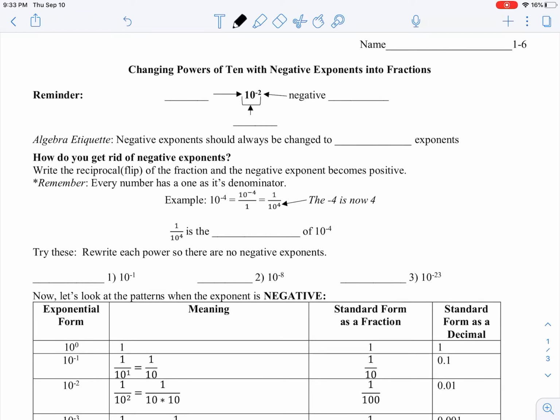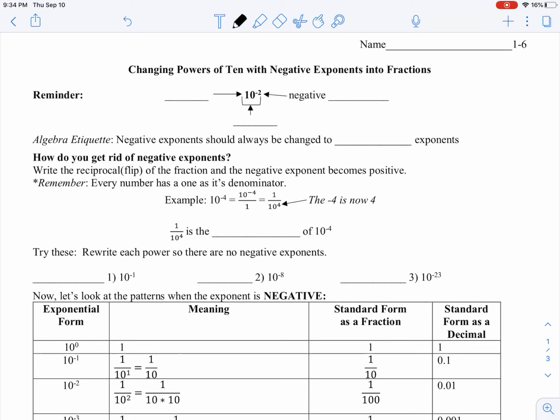Alright, here we go with a new set of notes. This is lesson 1.6 here, so make sure you're taking down notes for 1.6, and 1.6 will be the assignment that you complete after this. So this is going to be a little bit like the last lesson we had before our quiz.